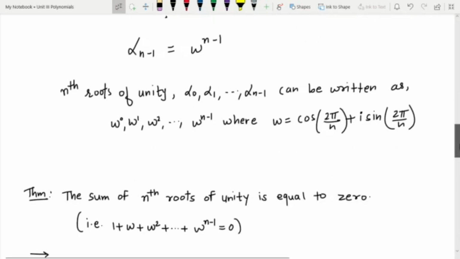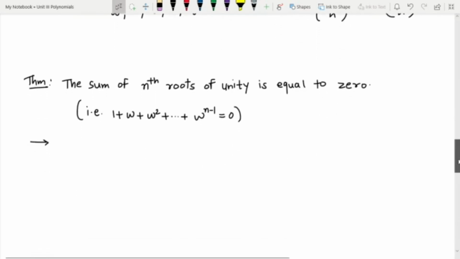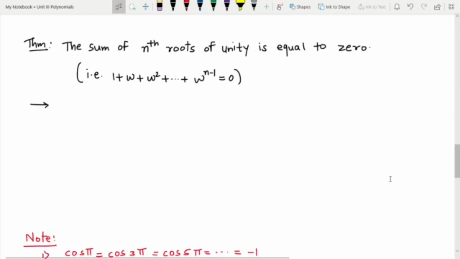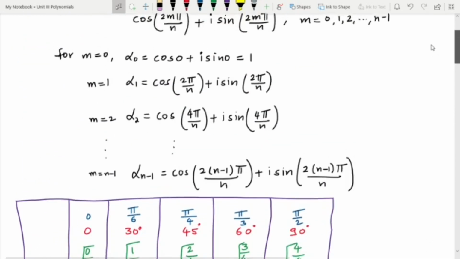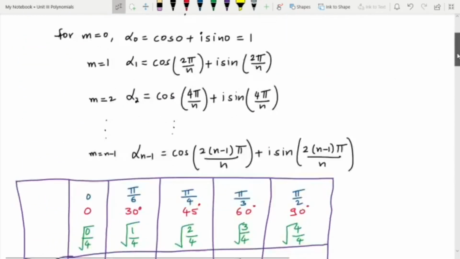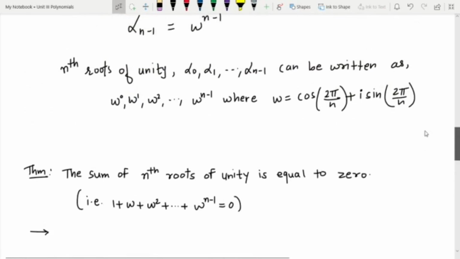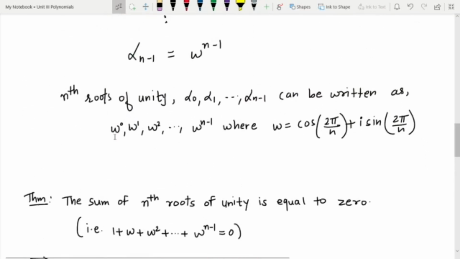Now we are going to move towards the examples. Okay, but before that, let us see this theorem that sum of nth roots of unity is always equal to 0. Okay, now what do you mean by sum of nth roots of unity is equal to 0? Now we have already proved that our nth roots of unity are omega raised to 0, omega raised to 1 plus so on omega raised to n minus 1. Their sum, that is nothing but what? That is equal to 0, that we have to prove.